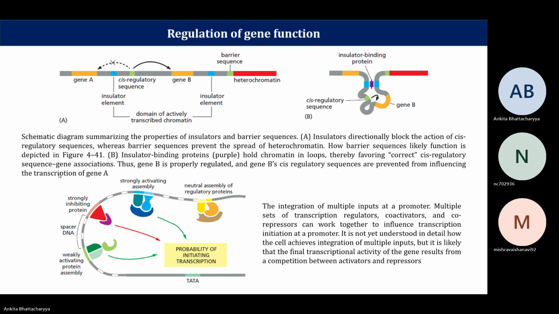Then you have multiple inputs at the same promoter, so multiple sets of transcription regulators, coactivators, co-repressors, all of these can work together to influence transcriptional initiation at a promoter. And it is likely that final transcription results from a competition between activators and repressors. So there is a summation of all of the different stimuli which are being sent to the cell, based on which finally the decision is made by the cell to either proceed or not proceed with transcription.